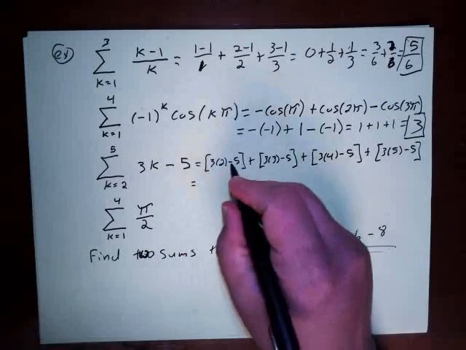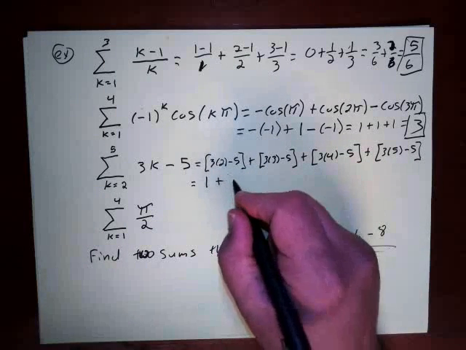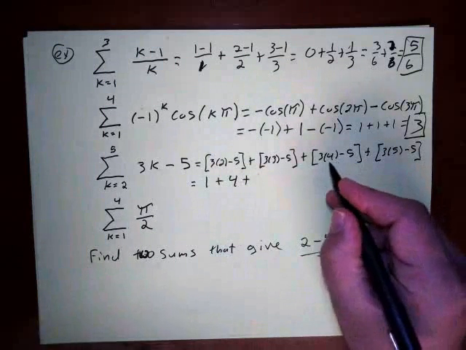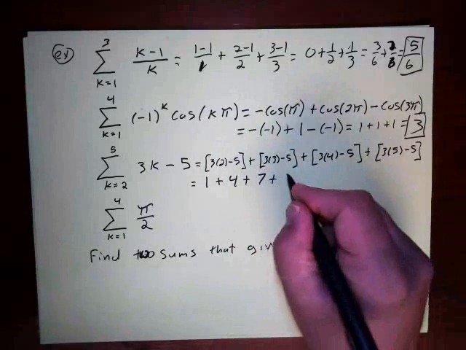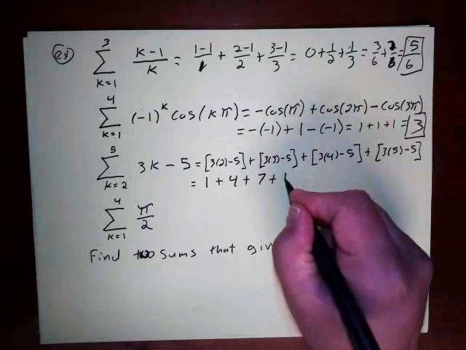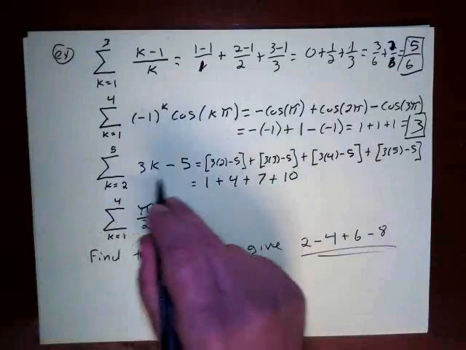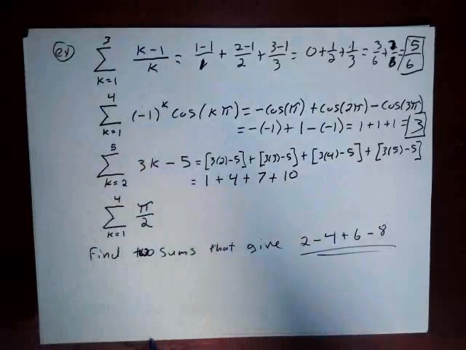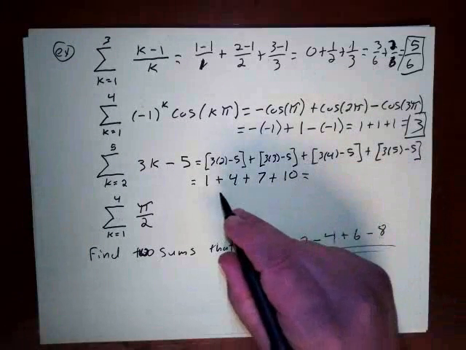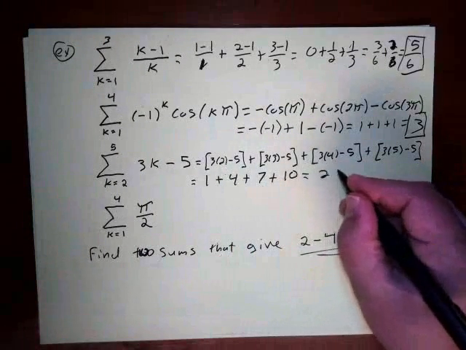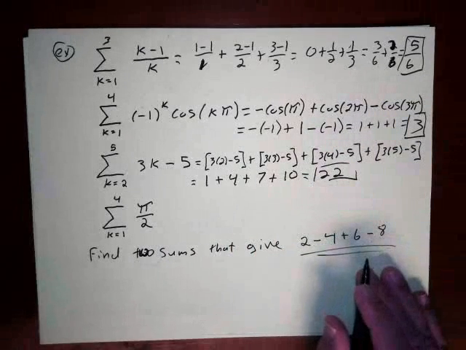Okay, so this would be 6 minus 5 is 1. This is 9 minus 5 is 4. And then this is 12 minus 5 is 7. 15 minus 5 is 10. So I'm actually going up by 3's each time. Okay, which makes sense because this is a linear function with a slope of 3. So this would be 15 and 7, 22. So you should get 22 for that.